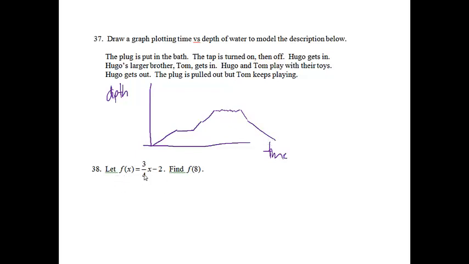All right, last one. Let f of x equals 3/4 x minus 2. Find f of 8. Okay, the biggest mistake that I saw people making on this, you do not put the 8 in for f of x. F of x is just letting you know that it's a function. This goes in place of the x, so we're going to go over here and put it in for the x. So we're going to do 3/4 times 8 minus 2. So 3/4 times 8 is 6, minus 2 is 4. Your answer should be 4 on that one.